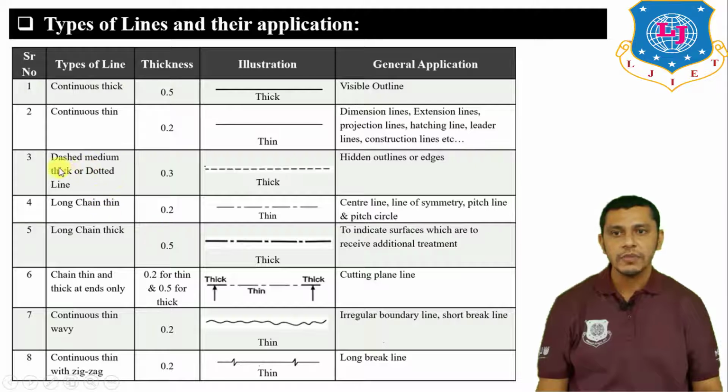Now next is the dashed medium thick or dotted line, and it is 0.3 mm in thickness. If you want to draw this line, we will use the 2H pencil. It is darker in shade, and we can say that this is a short dashed medium line. It is used to show the hidden outlines or hidden edges of the object.